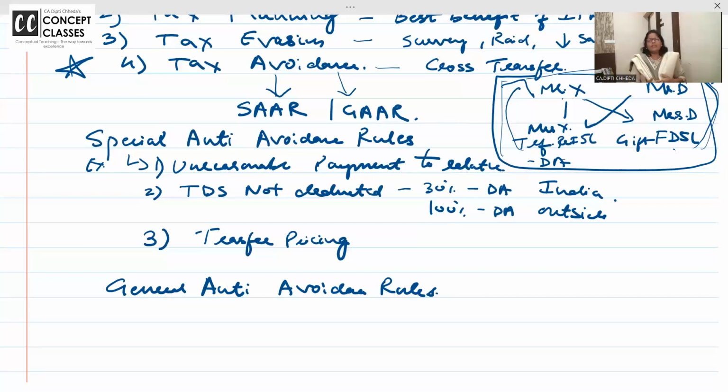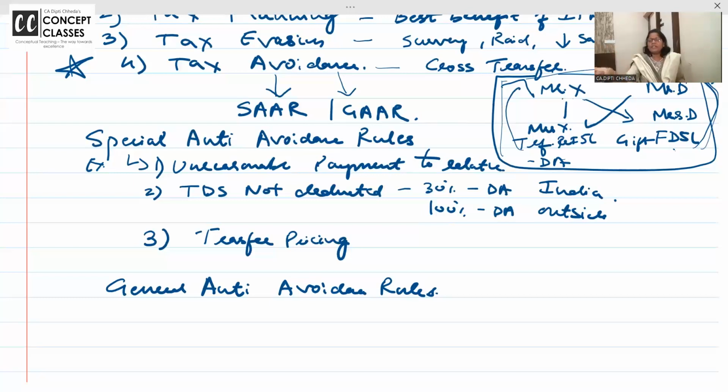Rather than doing it here, we open a 100% subsidiary in, say, Mauritius, where the tax is 0, and we do it through there just to avoid the tax. So like this, if there are transactions, then GAAR is applicable to them. Ma'am, agar GAAR hai, very important question. Agar GAAR hai, to SAAR nahi rahega kya? What is SAAR? Specifically, this is not allowed, this is not allowed, don't do this.